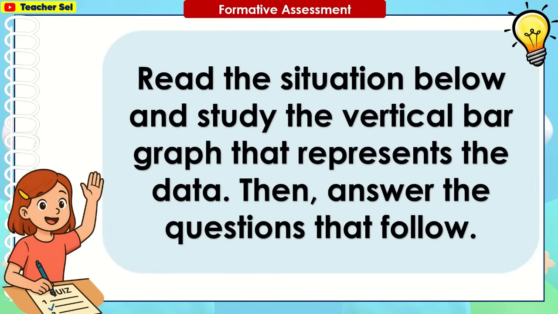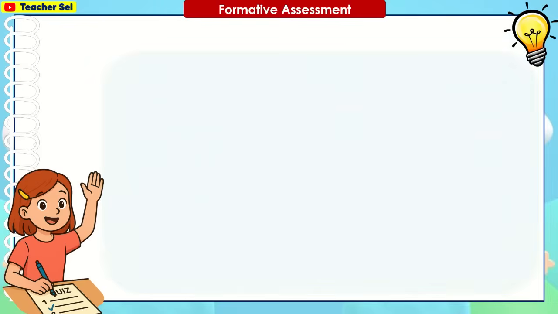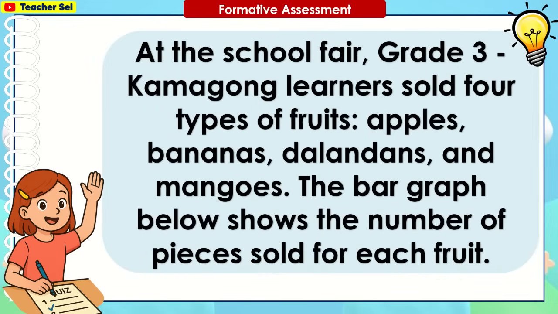For your formative assessment, read the situation below and study the vertical bar graph that represents the data. Then answer the questions that follow. At the school fair, Grade 3 Kamagong learners sold 4 types of fruits: apples, bananas, dalandans, and mangoes. The bar graph below shows the number of pieces sold for each fruit.